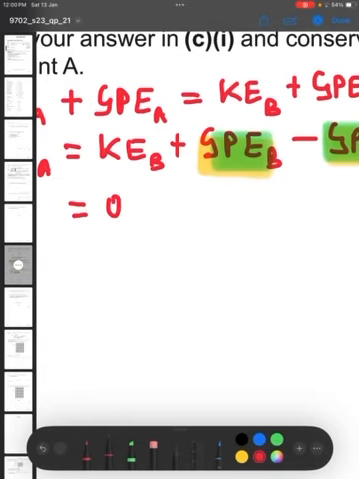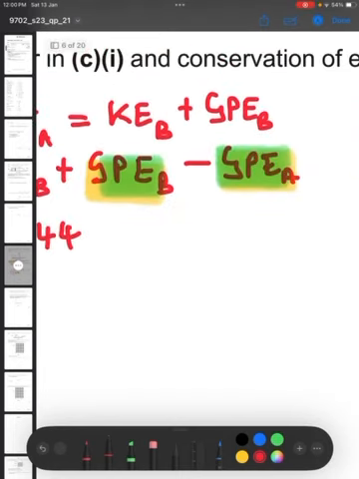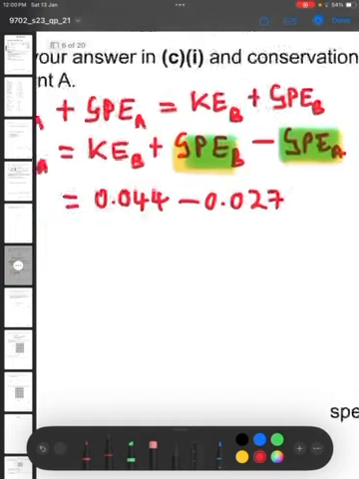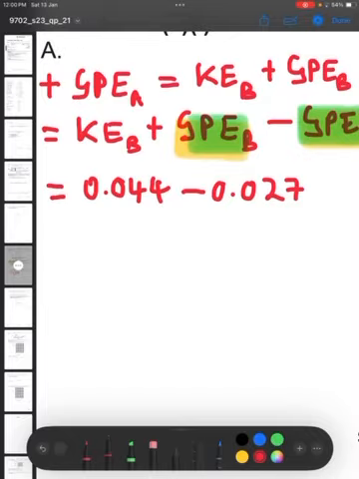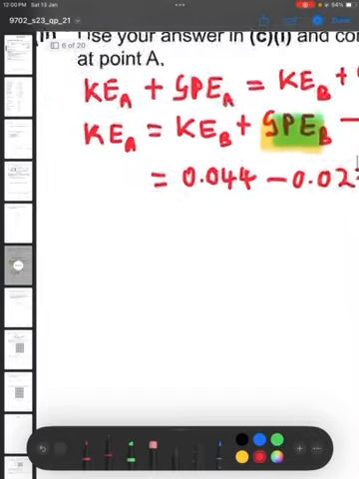We know that the kinetic energy at B is 0.444. However, since we have subtracted, we know that the decrease in gravitational potential energy from A to B is 0.027. That's the difference between the two values. If we say GPE at B minus GPE at A, then obviously we will get that value as a negative. That's why we write negative 0.027 here. Then we subtract these two, and that will give us the kinetic energy.